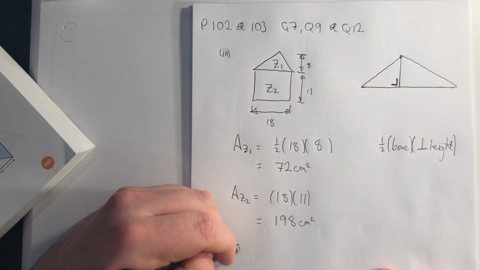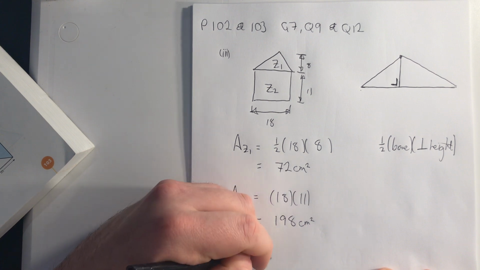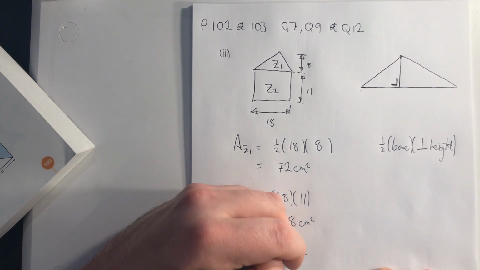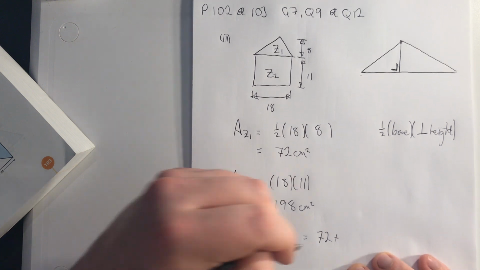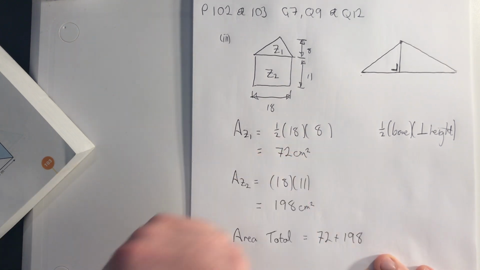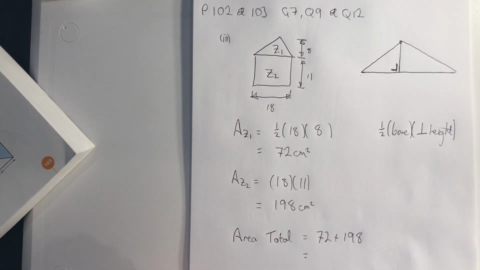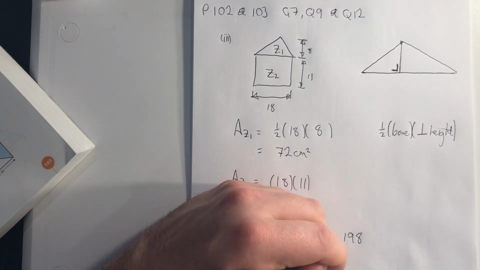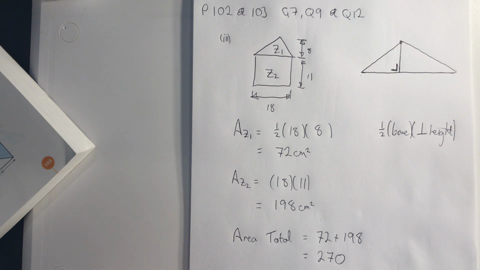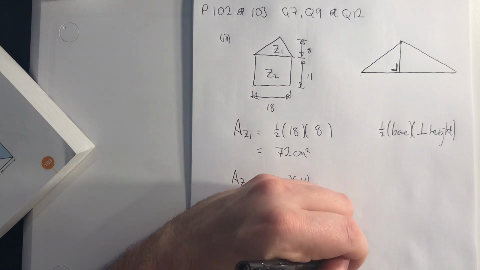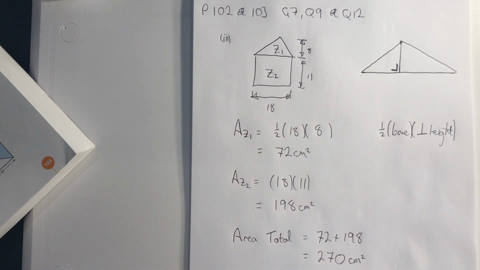And then the total area is equal to 72 plus 198, which is equal to 270. So the total area of that shape is 270 centimeters squared.